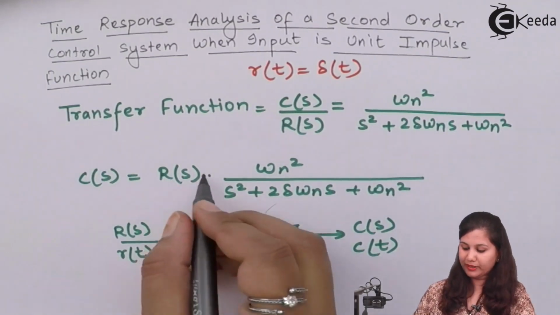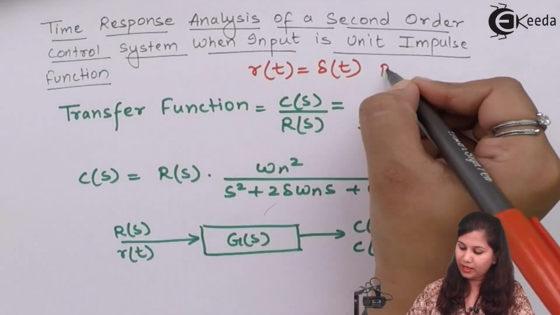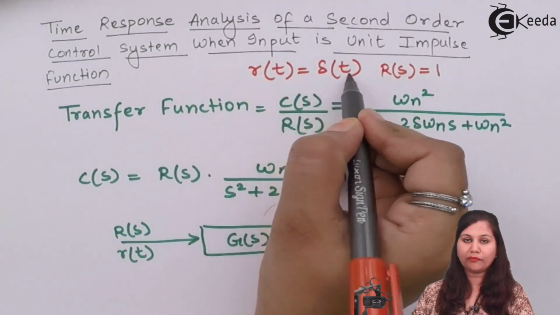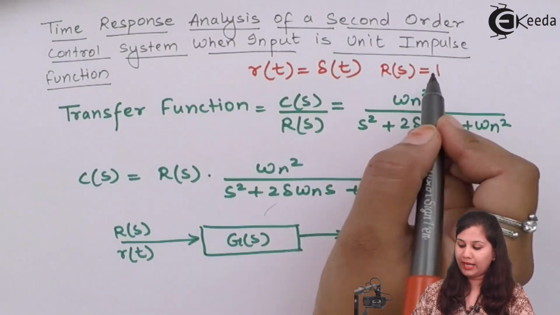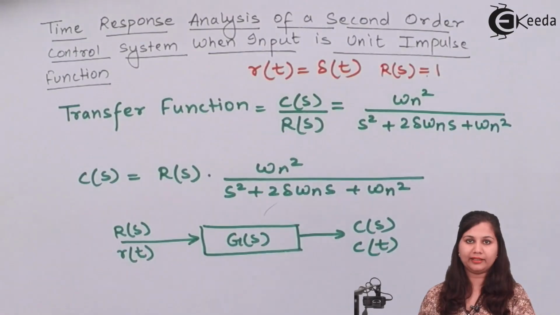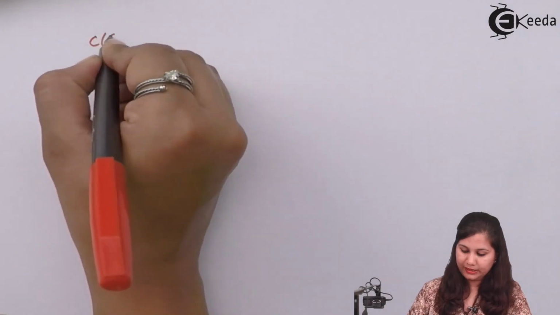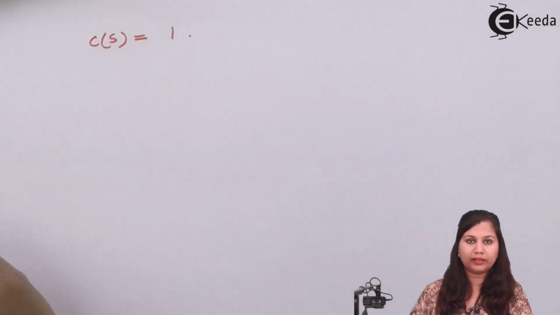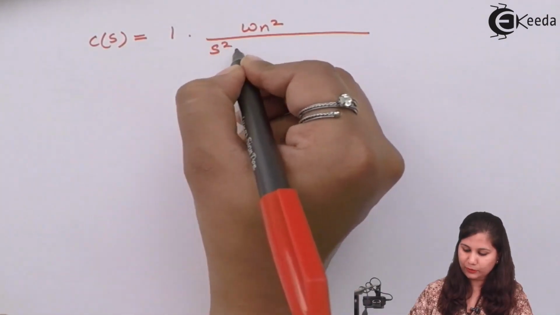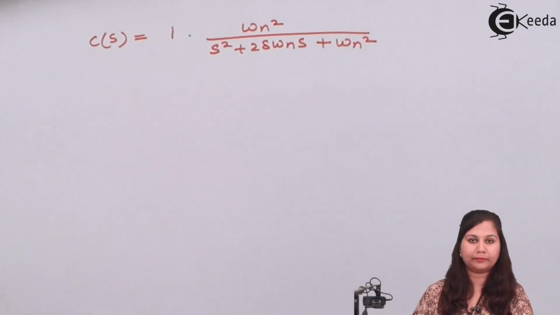So we are going to find out the Laplace transform of this signal r(t), which will be R(s) equals 1. When we take the Laplace transform of the unit impulse function, it is 1. And then we are going to put this value in this expression and simplify it. So our next step will be C(s) equals, R(s) is 1, and then the transfer function is omega n square upon s square plus 2 delta omega n s plus omega n square.